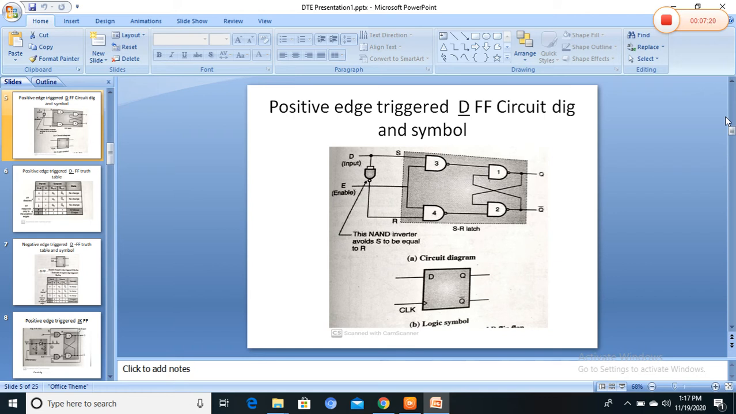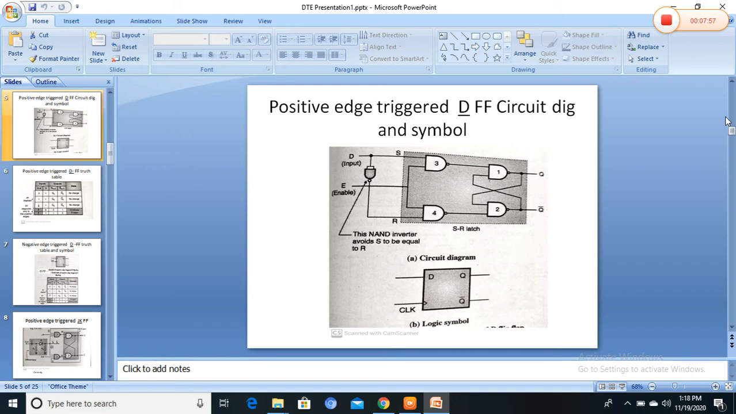There are two types of D flip-flop: positive edge trigger D flip-flop and negative edge trigger D flip-flop. This is the circuit diagram of the positive edge trigger, and the second is the logic symbol of the D flip-flop. For the D flip-flop there is only one input, D. The D flip-flop is a simple gated SR flip-flop with a NAND inverter connected between S and R. Between the S and R inputs one inverter is connected, so that S is the complement of R.